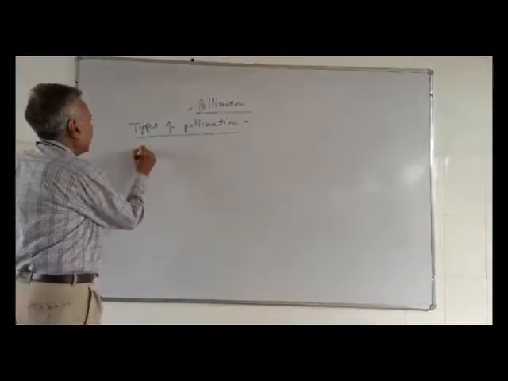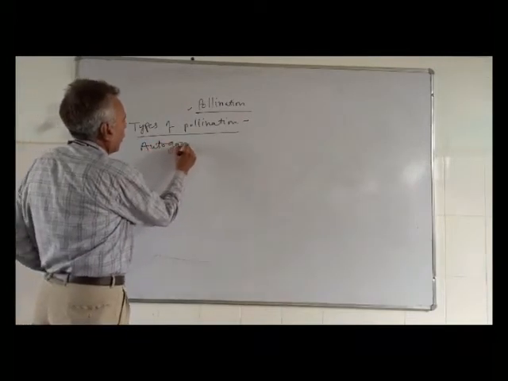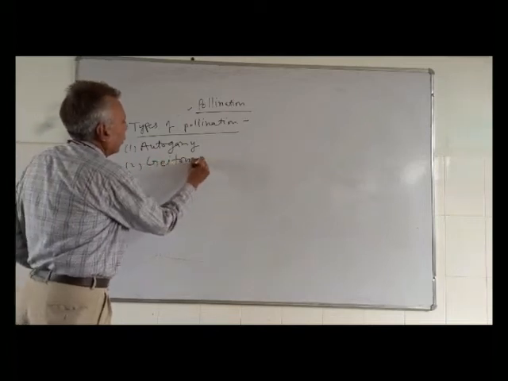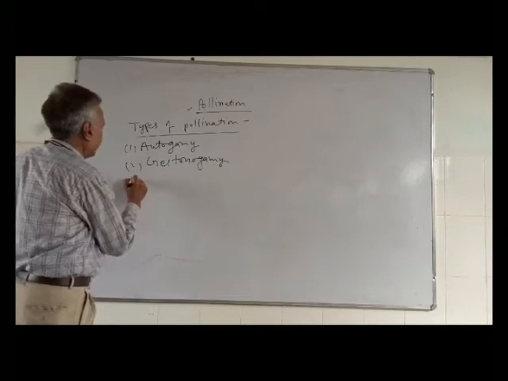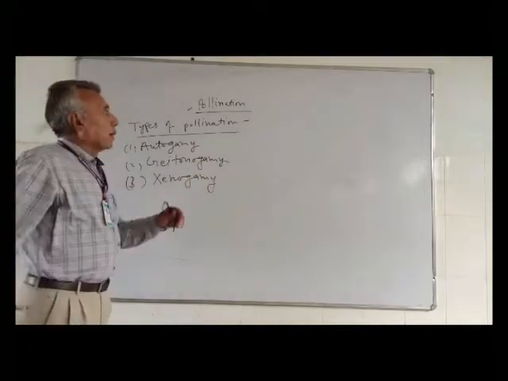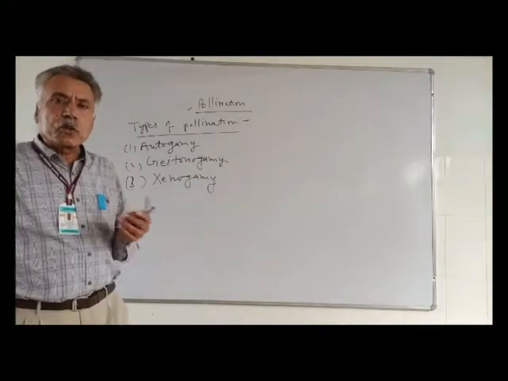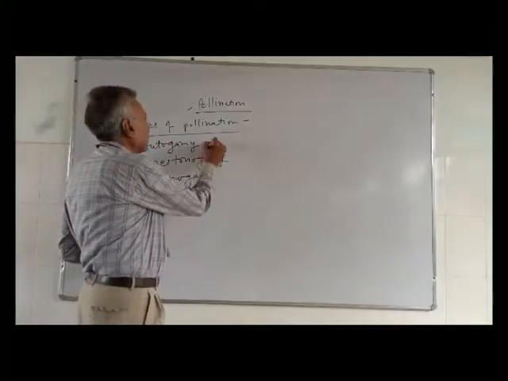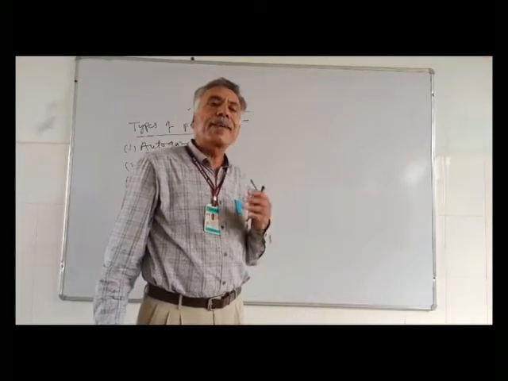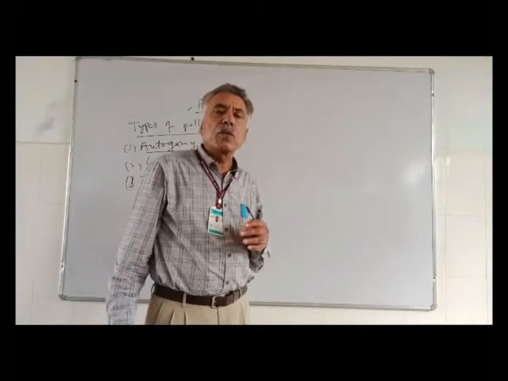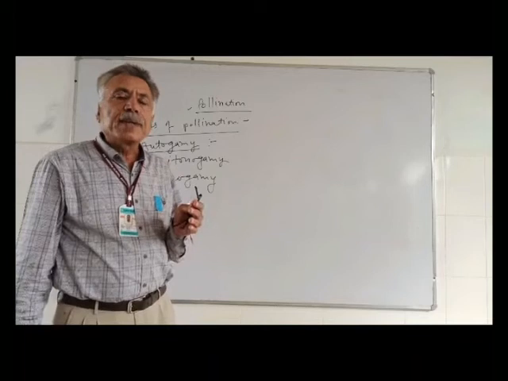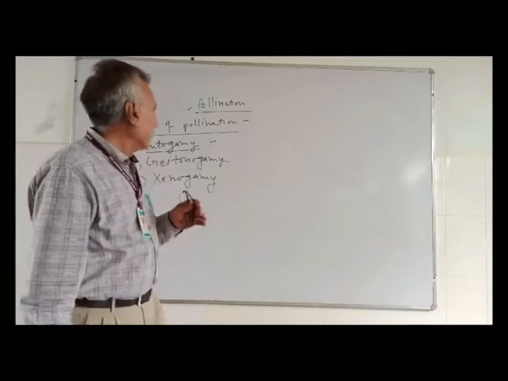That is autogamy, geitonogamy, and the third one is xenogamy. The types of pollination depend on the source of the pollen. In autogamy, the pollen of the same flower are transferred from the anther to the stigma of the same flower. The flower is the same, thus male gametes and female gametes are genetically similar in autogamy.